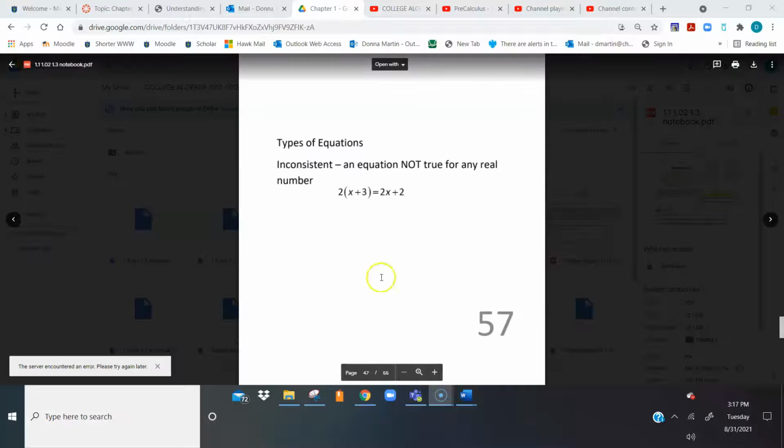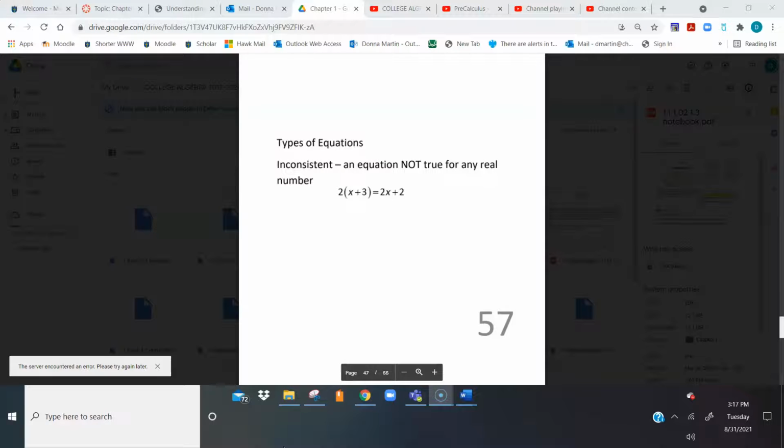And then there are inconsistent equations. Inconsistent is an equation that is not true for any real number, or equations that have no solutions are considered inconsistent. Take yourself a moment to pause or jot down anything that you'd like to write down with this. I'll do the same out to the right, and then we'll zoom in. Inconsistent.